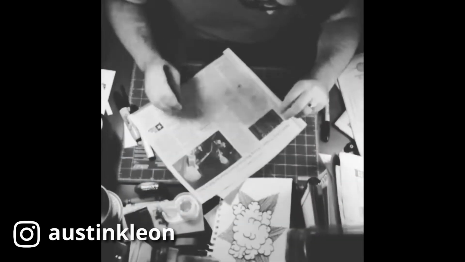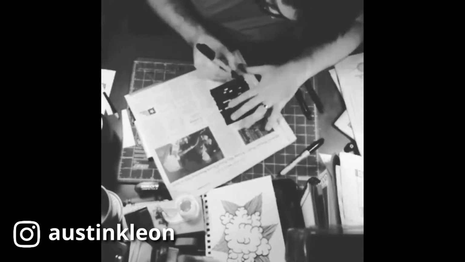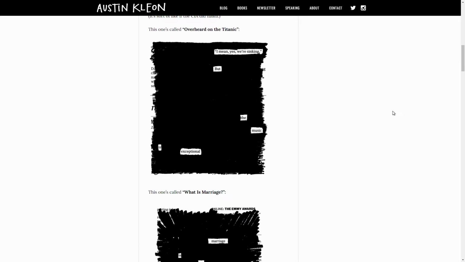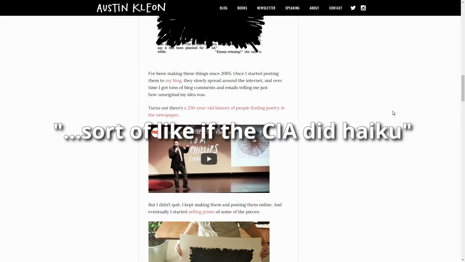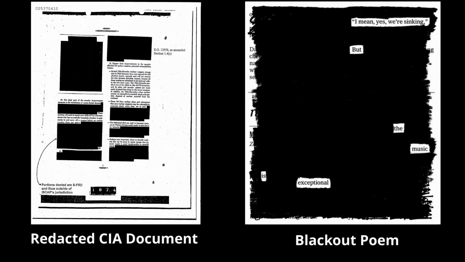I included a link in the PowerPoint to writer and artist Austin Kleon's website, who says that blackout poetry is sort of like if the CIA did haiku. I think that's a pretty nice way to sum it up, especially looking at the traditional blackout poems, most frequently done with newspaper and Sharpie.